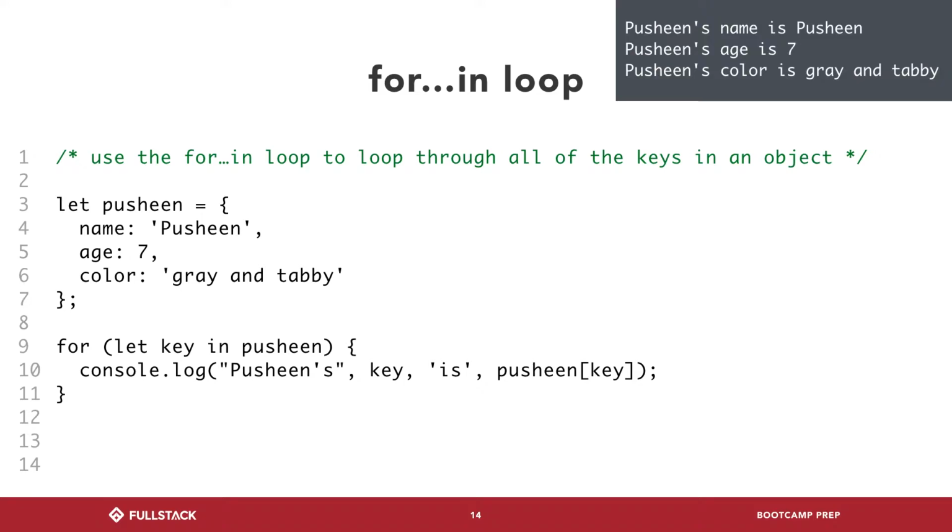In each iteration of the loop, remember how I said Object.keys gave you back an array of keys? This just says, great, for every single one of those keys, what do you want me to do? In this case, we have a variable called key in every iteration of the loop. So we just say Pusheen's key, Pusheen's name, age, color, is Pusheen's, the value for that key in Pusheen. So Pusheen's age is Pusheen age, which is 7. Pusheen's name is Pusheen, and then gray and tabby for the color as well. The for in loop lets you access every single key value pair by giving you access to every single key.